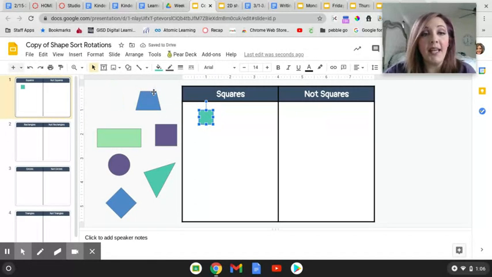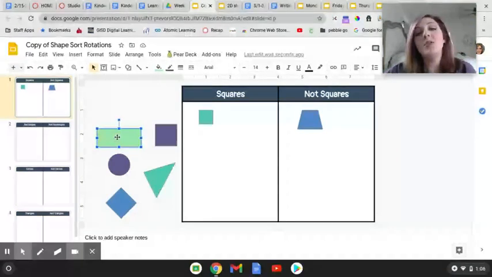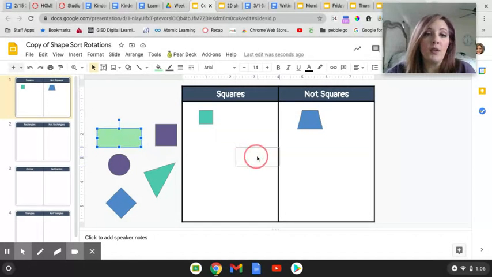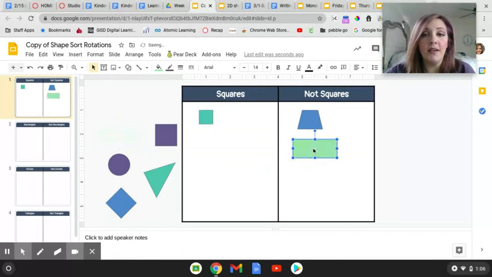Now this one, let's see, it has 1, 2, 3, 4 sides, but are all 4 of those sides the same length? No, if you look carefully, this one is a little bit smaller than this one down here. So I'm going to move this shape over to our not square side. Let's look at this one. It also has 4 sides and 4 corners, but remember, this one was called a rectangle because it has 2 long and 2 short sides. So we're going to move this one to our not a square side.